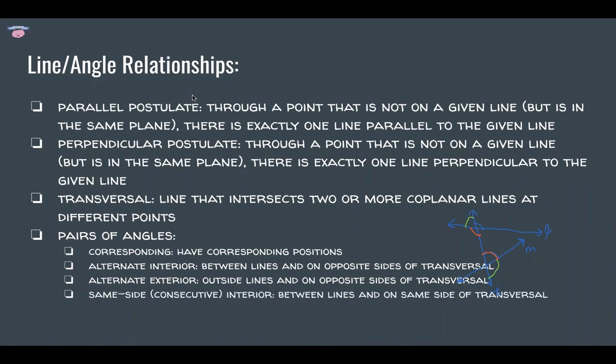And then same side interior, also called consecutive interior. So this one, I'll use orange now. It's between the lines, so we can still use this angle. And it's on the same side of the transversal. So it's this angle right here. It's between, and they both are right. Then again, we can also have one left of the transversal and the other left of the transversal too.